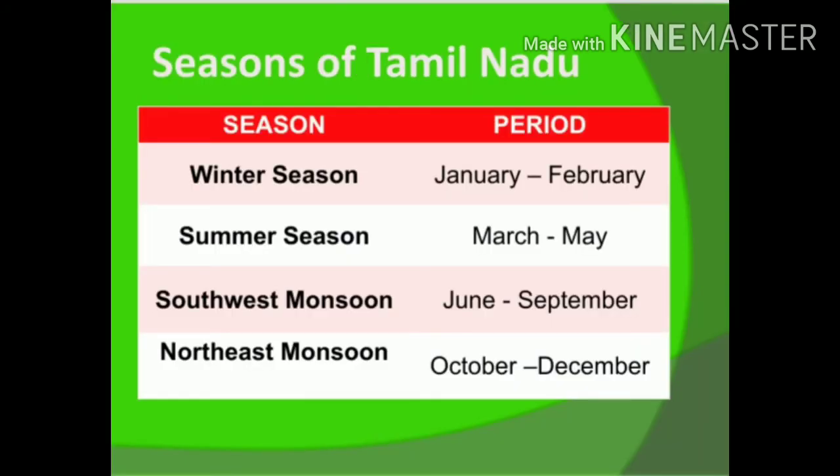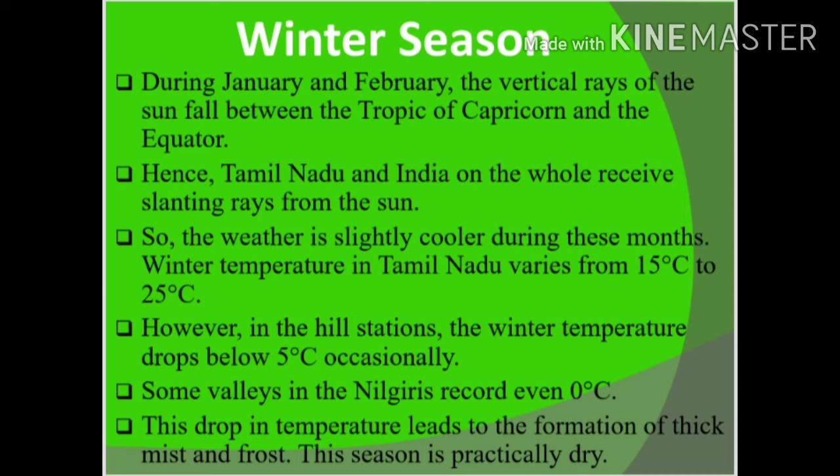Based on the climate of Tamil Nadu, we can divide the seasons of Tamil Nadu into four. First one is the winter season, January and February; summer, March, April, May; southwest monsoon, June to September; and northeast monsoon, October to December. These are the four seasons of Tamil Nadu. First one is about the winter season.